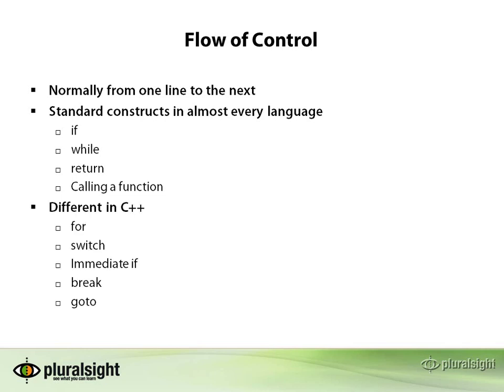then you'll know what to do about it. Things that are a little different in C++: the for loop. Not every language has a for loop, the switch statement, and the immediate if. I also want to talk about the break, which is relevant in while and for and a few other places.